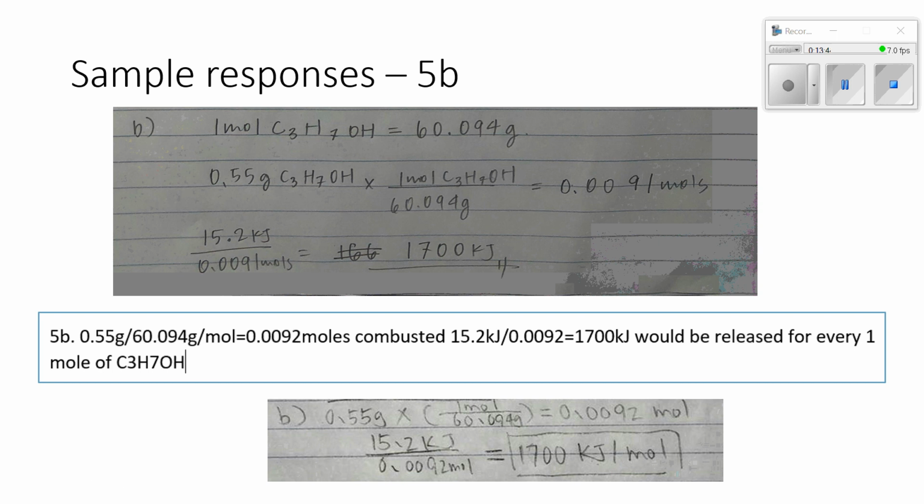So here's some examples. We all got 1700 kilojoules. This one is kind of written out a different way, just a different order from the way I showed my calculation. So you can find out how many moles that is when we react 0.55 grams, and then take that energy and divide it by that many moles to find the energy per mole. So in these examples, they were all consistent in the way they solved that one. So yeah, 1700 kilojoules per mole.